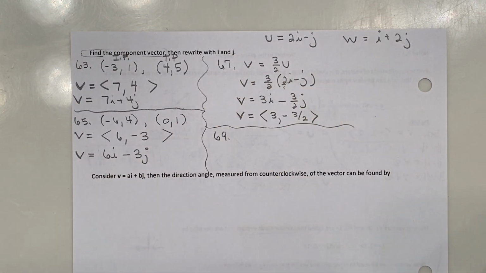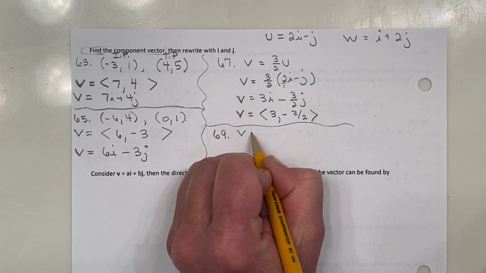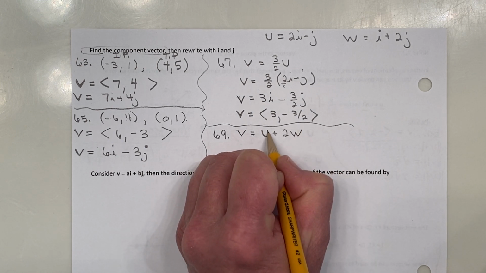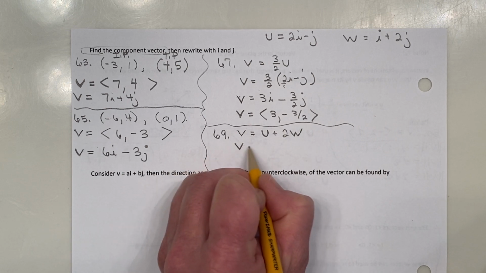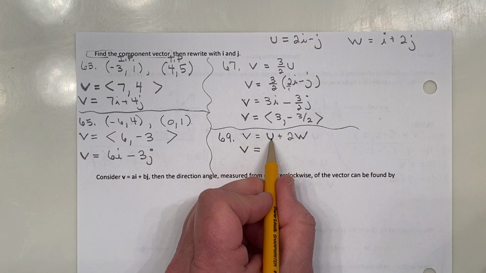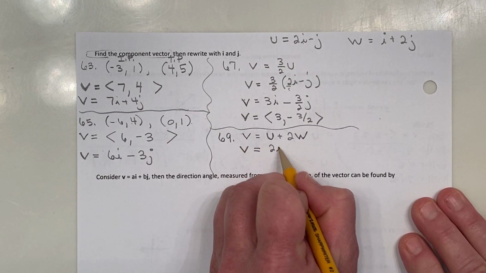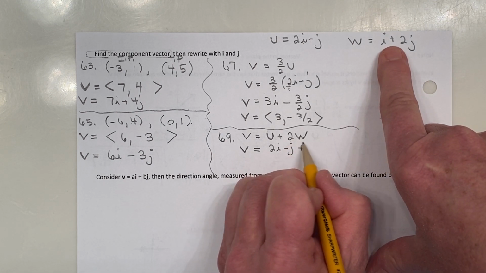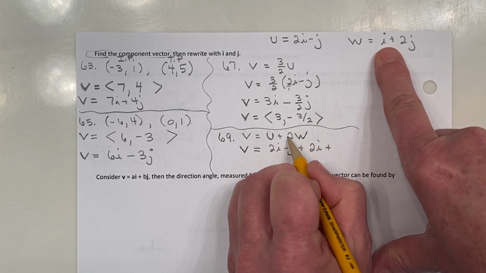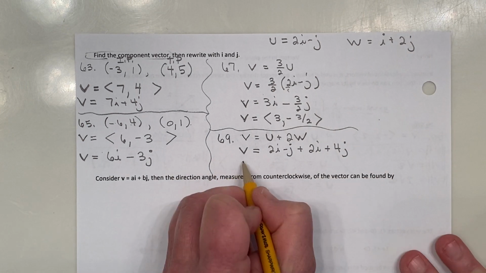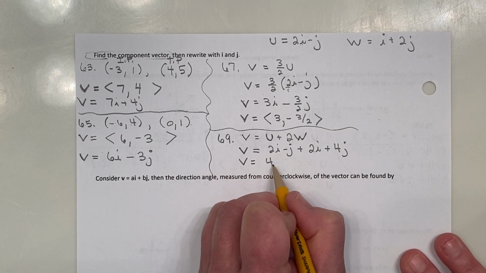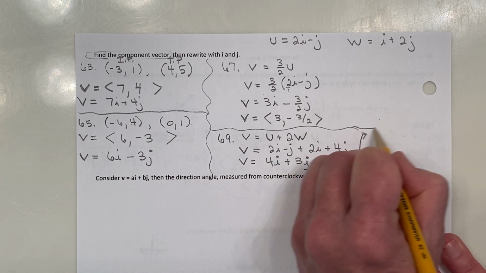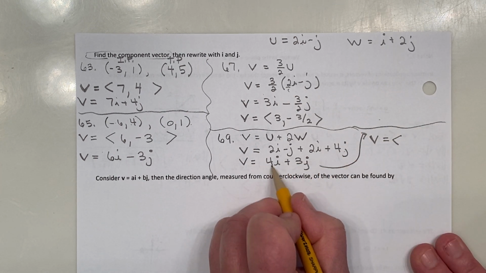Using this same given information, problem 69 is V equals U plus 2W. So vector V, remember we want the components, but we first have to tackle adding U plus 2W. U is 2i minus j, plus I want to double W, so plus 2 times 1i, which is 2i, plus 2 times 2j, which is 4j. Let's collect here. 2i and 2i is 4i, and minus j and 4j is plus 3j. So vector V's components are 4 and 3.